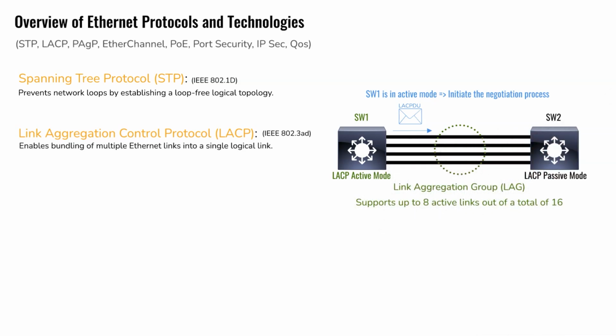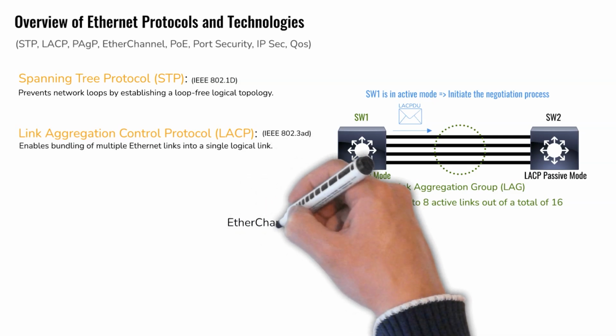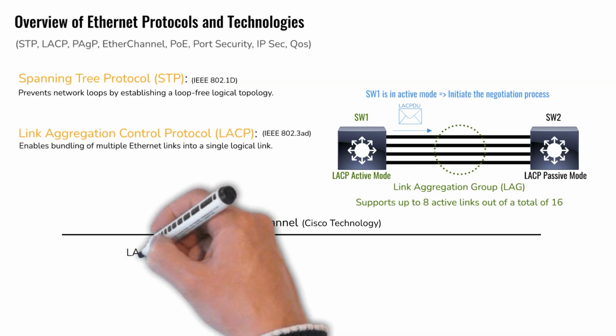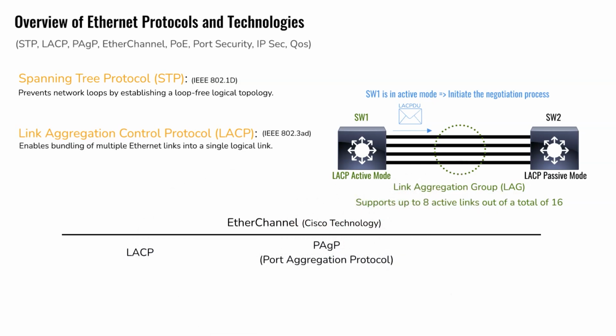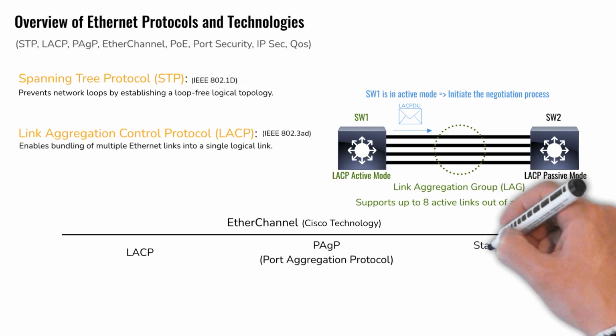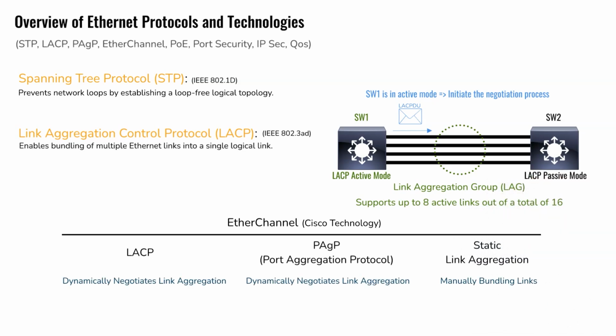LACP supports up to 8 active links out of a total of 16, with additional links remaining in standby mode as needed. This protocol enhances network resilience, scalability, and performance by dynamically managing and redistributing traffic across the aggregated links. In comparison, EtherChannel is a Cisco technology that can use LACP, or Cisco's proprietary PAgP, to manage link aggregation or operate in static mode without any protocol. PAgP, like LACP, dynamically negotiates link aggregation but is limited to Cisco devices, whereas LACP offers broader compatibility across vendors.